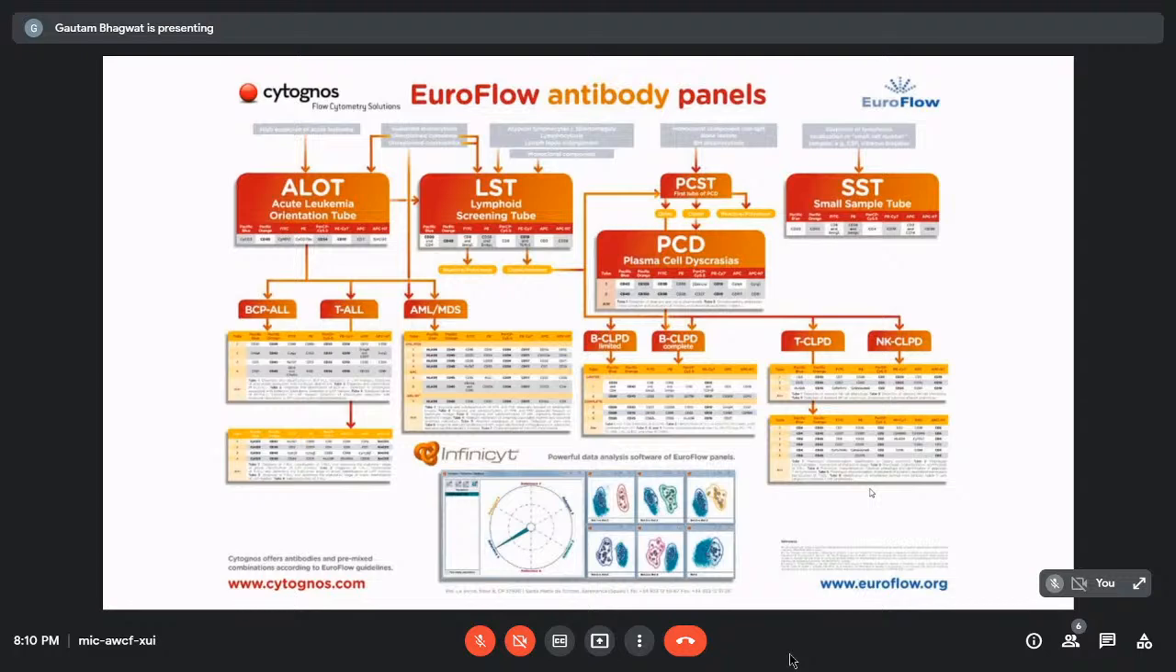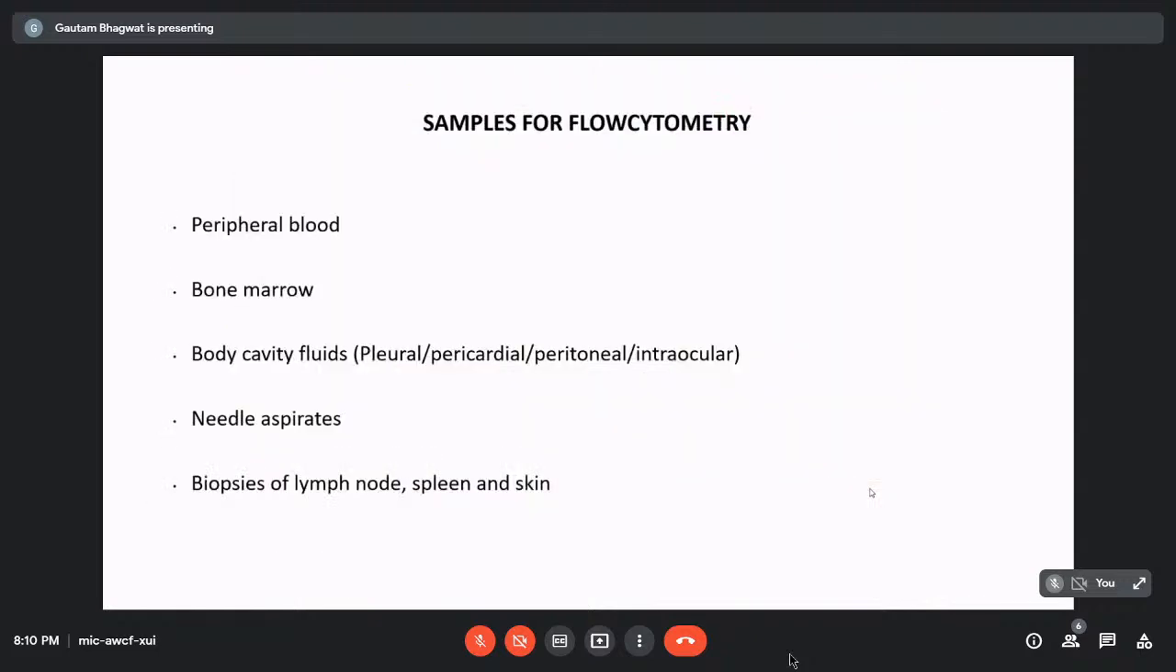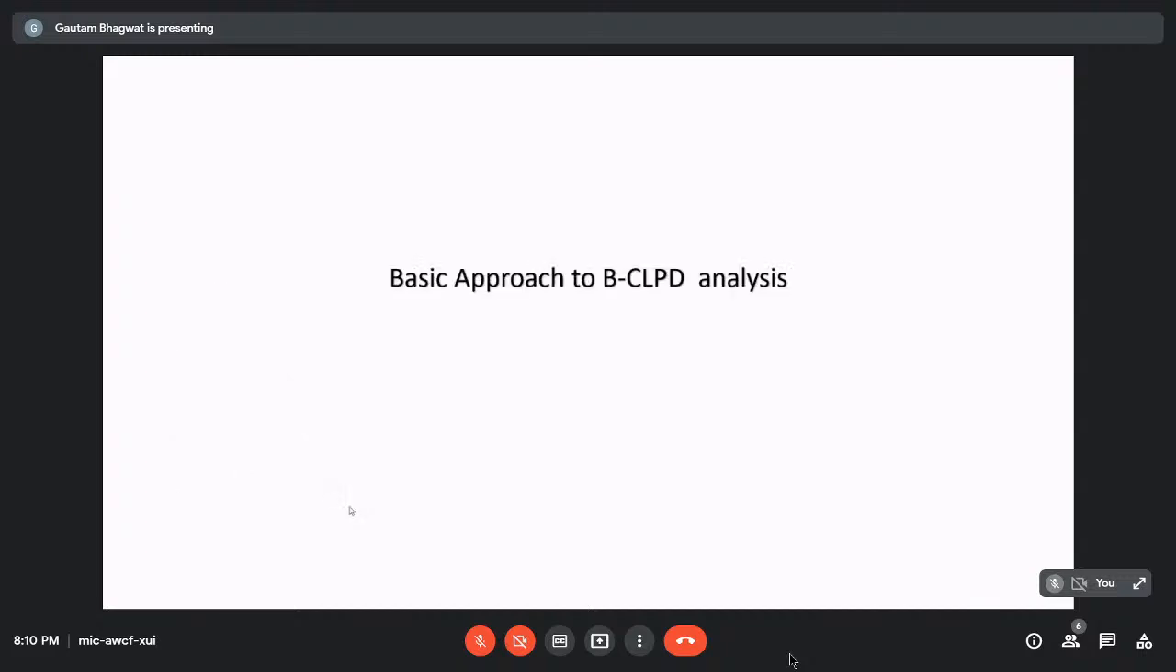So again, panel designing is very important. As I told, Euroflow has its own lymphoid screening tube. Not going into the details. You have to develop your own panels according to the need, according to the sample. The samples are similar: the peripheral blood, bone marrow, cavity fluids, FNACs, and again biopsies from lymph nodes, spleen, and skin you might get. You will have to tease it in a specialized instrument. You make a cell suspension and then run it on a flow cytometer.